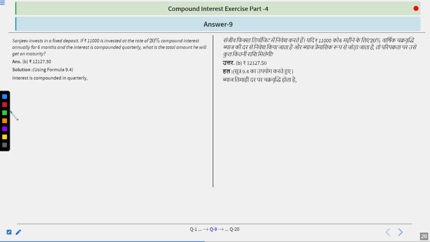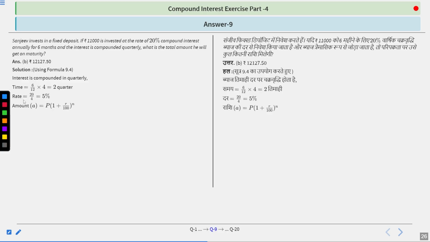So interest is compounded quarterly, then time is going to be equal to 6 upon 12 into 4, that is 2 quarters, because 6 months has 2 quarters. Rate was 20%, that was annual. But if the interest is compounded quarterly, then it is going to be 20 upon 4, that is 5%.